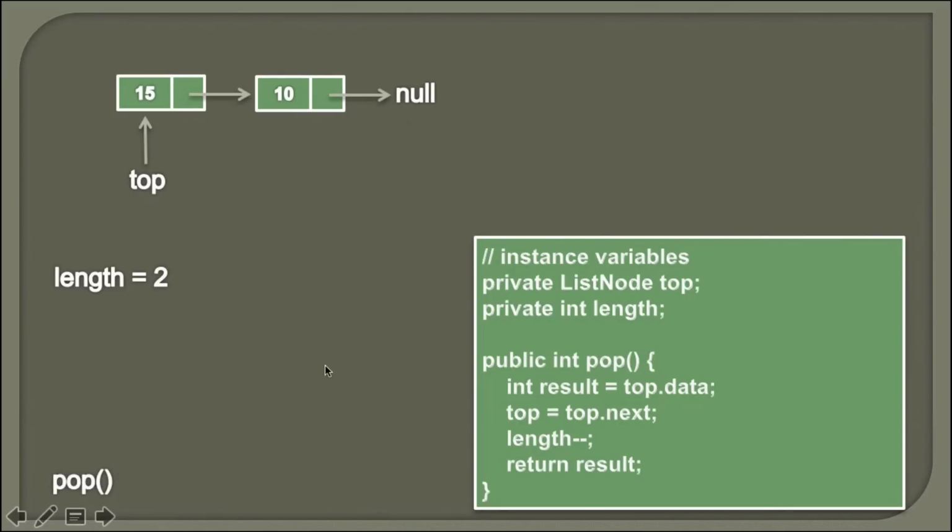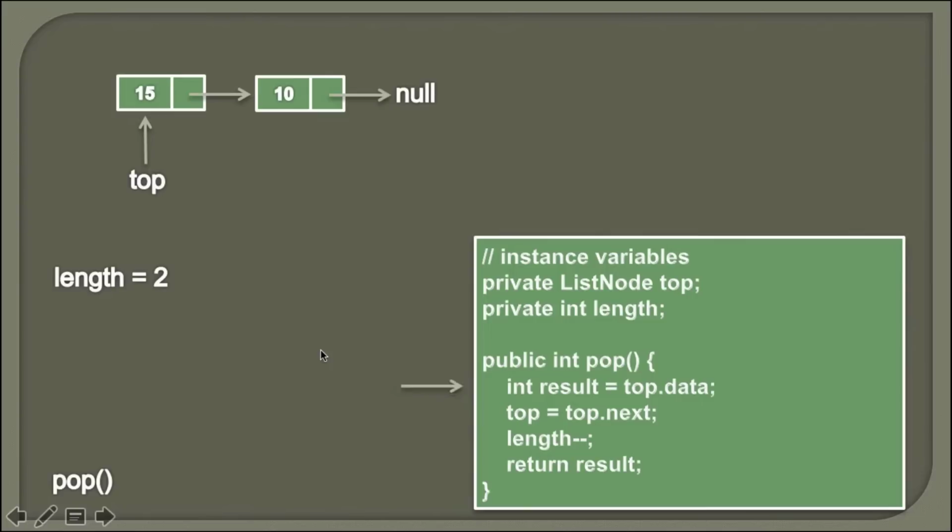Now let's see the pop operation, in which we remove the last inserted element. So we'll take the previous example. We know that first we inserted 10 and then we inserted 15. So in the pop, the last element inserted will be the first one to be removed. So let's see how this pop method works.